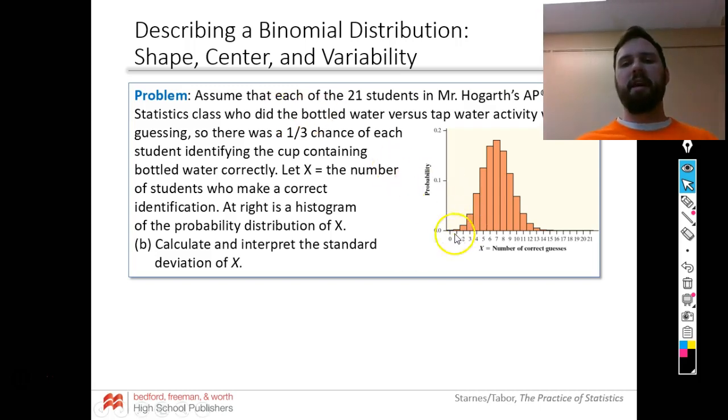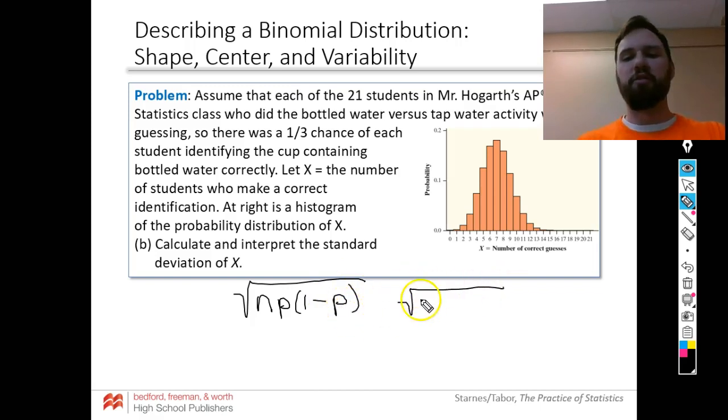What about the standard deviation? So this is the square root of n times p times 1 minus p, right? Our number of trials, there are still 21 kids in this room. It's still a third chance of success. Now what's the chance of failure? Well, what's 1 minus 1/3? It's 2/3.